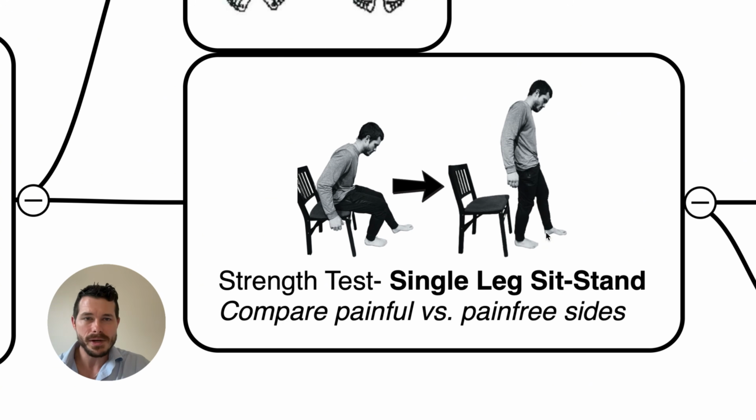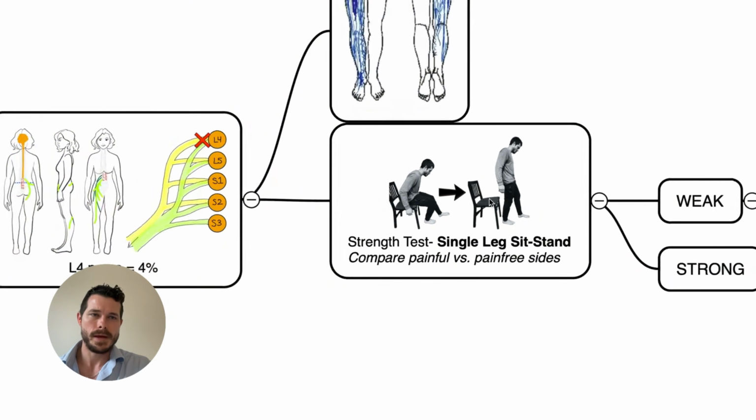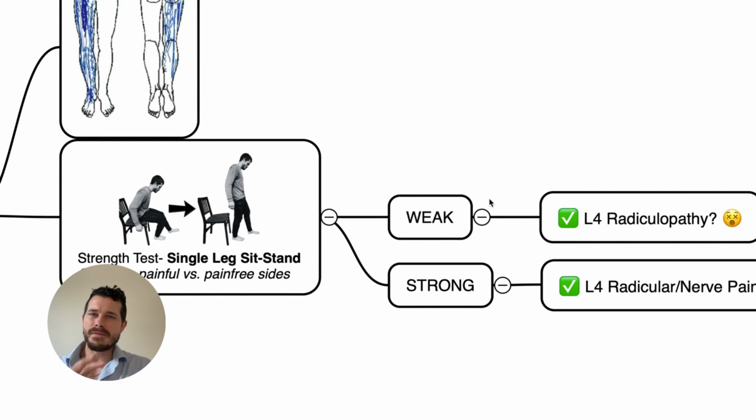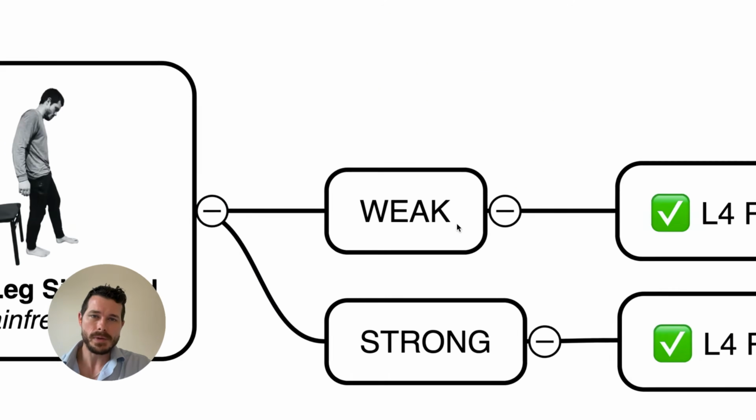If you need a little bit of a higher seat, you can put a pillow or a cushion or something like that. You're going to do as many sit to stands as you can, within reason, on the pain-free side, followed by the painful side where you have the symptoms. And if you find that very clearly, we're not talking a couple reps different. We're talking like, man, I can't do it on that side, but I can do it on that side. And there's a very clear difference in the strength, we're going to call that weak.